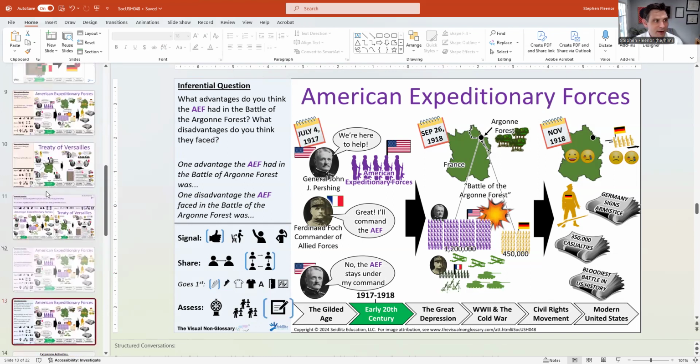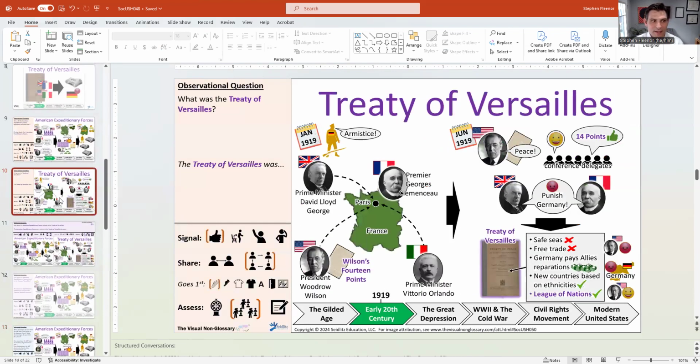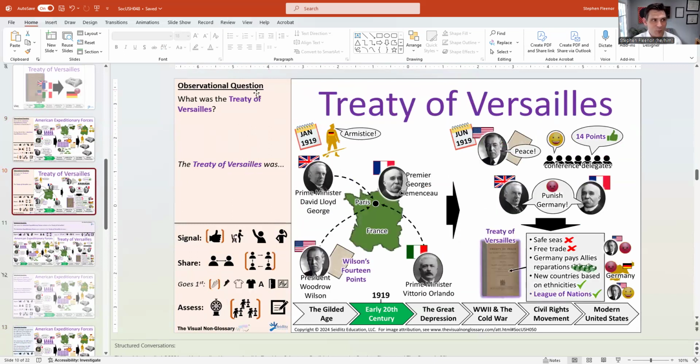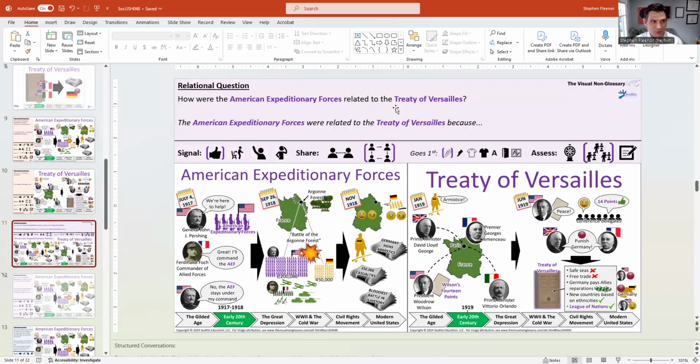You're also going to see other visuals in a lesson plan. Typically, you're going to see other visuals that relate to this vocabulary word or this visual. In this case, we're seeing a visual for the American Expeditionary Forces, and we have the entry-level observational question about it. We'll see a visual for Treaty of Versailles with the entry-level observational question about it. The reason we're seeing the Treaty of Versailles visual is because the relational question, the purple question, is asking about how the AEF is related to the Treaty of Versailles.